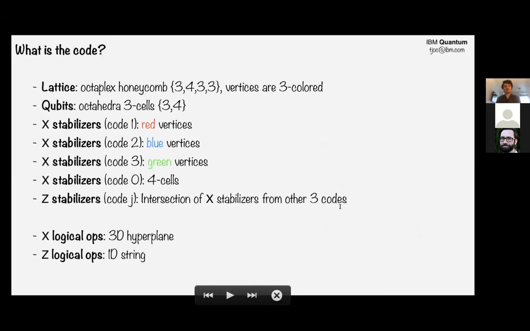Okay, so to summarize, what is the code? You have this lattice, which is the octuplex honeycomb, which is given by this Schlafli symbol. And its vertices are 3-colored. The qubits live on octahedra, the 3 cells that are these 3, 4. The X stabilizers for code block 1 are the red vertices. So the corresponding support will be all 3 cells that a given red vertex is in. The X stabilizer for the second code block will be blue vertices, for the third code block will be green. And then the 0th code block, or this last code block, is special. Those are actually the 4 cells of the octuplex honeycomb itself. And again, the Z stabilizers are the intersection of the X stabilizers from the 3 other code blocks. And you're going to get 1D string logical operators and 3-dimensional hyperplane X logical operators.